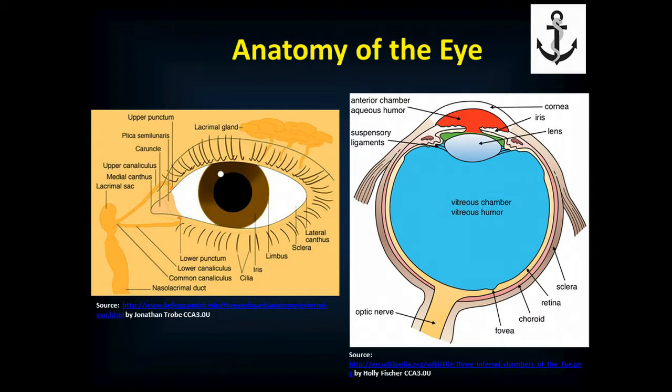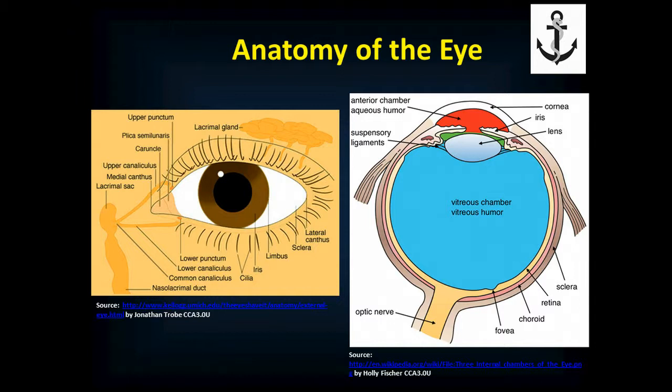It's covered by a clear covering called the cornea, which we'll see more in the other picture. And then a clear covering extends over the white of the eye. The white of the eye itself is called the sclera. The clear covering is called the conjunctiva. And the margin of the iris and the sclera is called the limbus, and that becomes relevant as we continue to discuss various diseases of the eye.